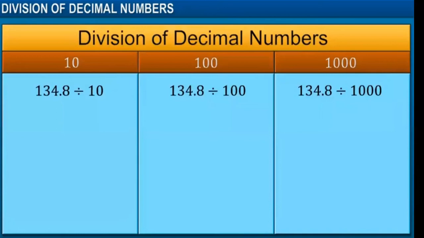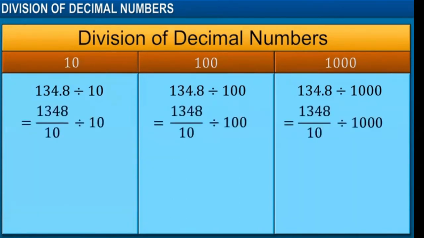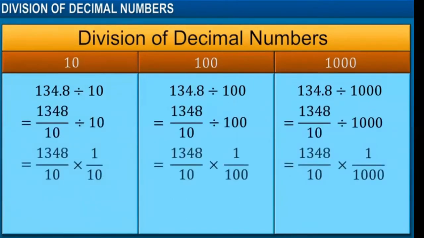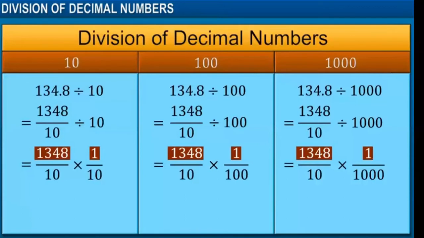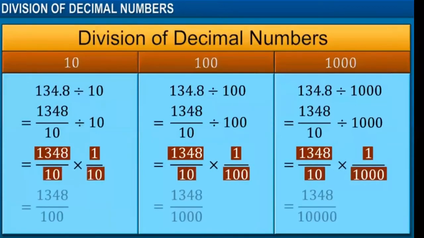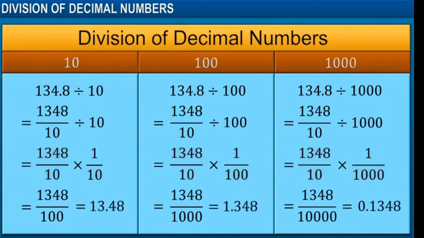Okay, the same way when we are dividing by 10, 100, and 1000, what will happen? That is what we will look at. We convert the decimal number into a fraction and take a reciprocal of the divisor. We then multiply the respective numerators and the denominators and simplify further to get the answers.